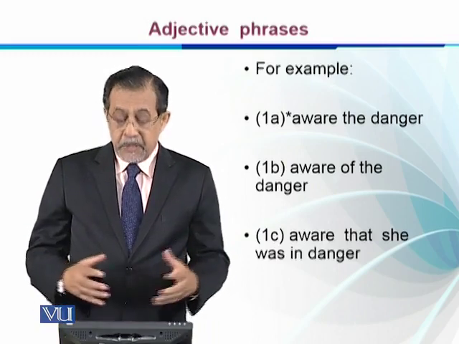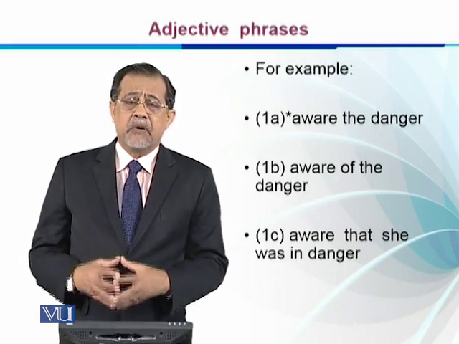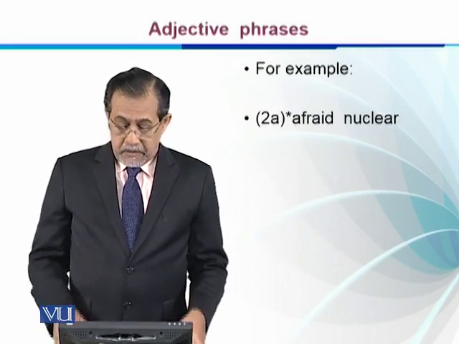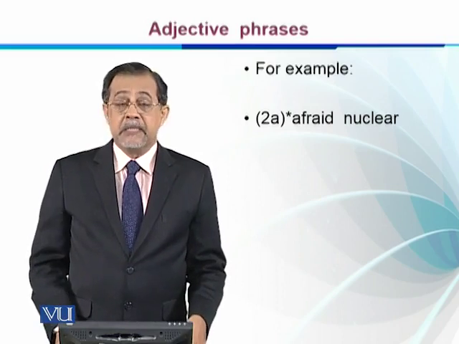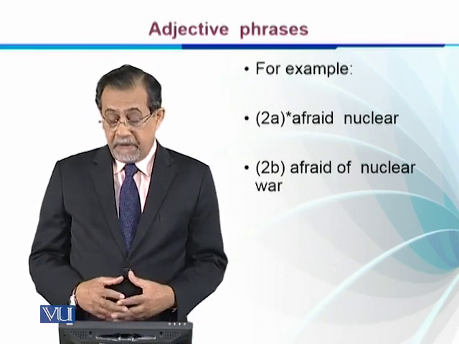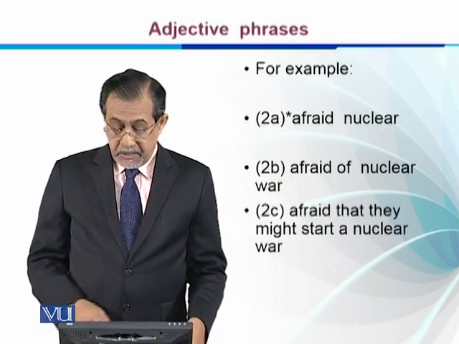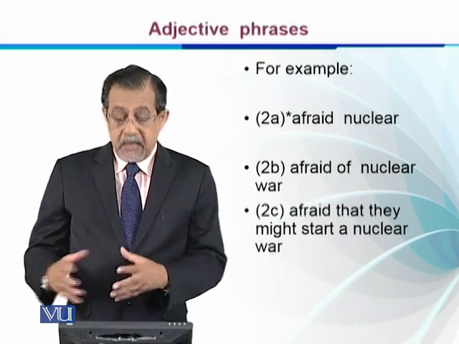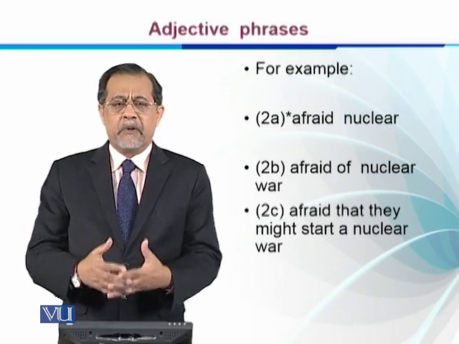Similarly, "aware that she was in danger." That she was in danger is a sentence bar, a subordinate clause, so it can be its complement. "Afraid nuclear war" is incorrect, as nuclear war is a noun phrase. "Afraid of nuclear war" is correct because of nuclear war is a prepositional phrase, and it can be a complement of an adjective. "Afraid that they might start a nuclear war": that they might start a nuclear war is a subordinate sentence, a sentence bar, so it can be the complement of an adjective.